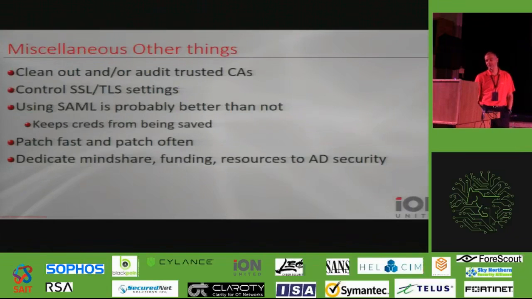Other stuff: clean out your CAs, control your SSL, TLS, SAML as I talked about, patch, and build that mind share. Have a plan. Figure out, build your roadmap. Talk through some of this stuff and get those two teams, get one of them to turn around in the canoe, right? And get going in the same direction, focused on your AD security.